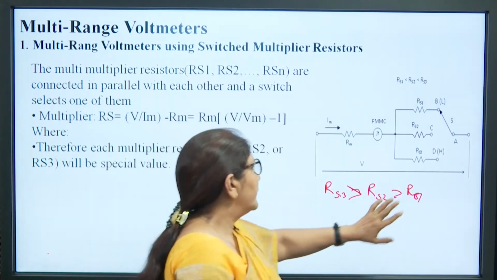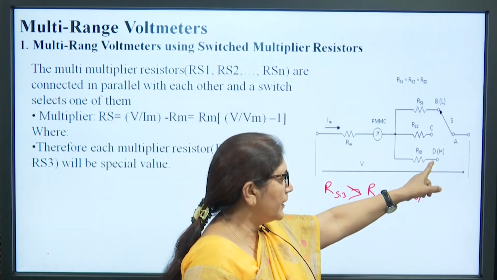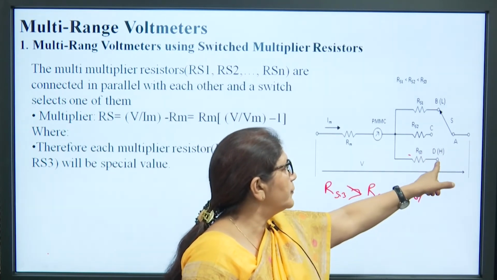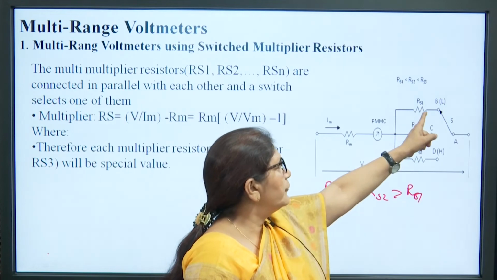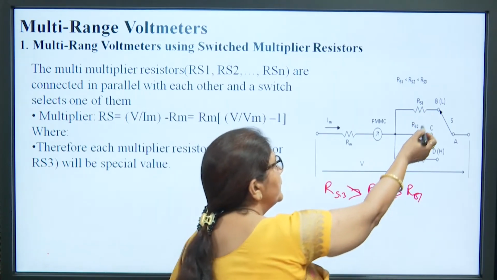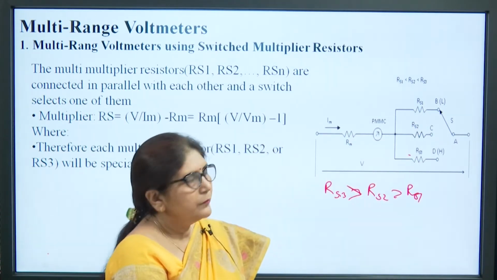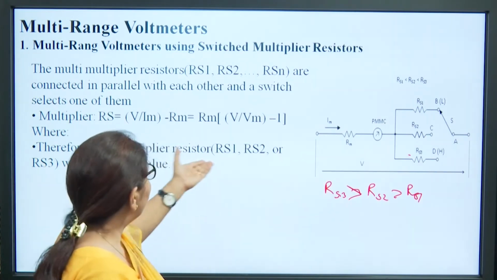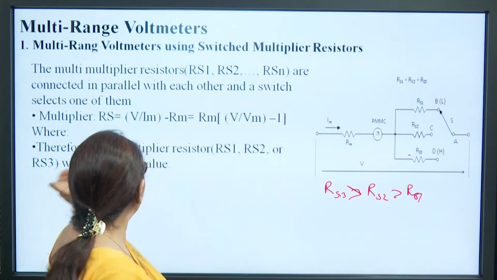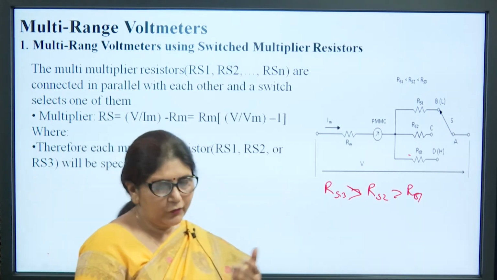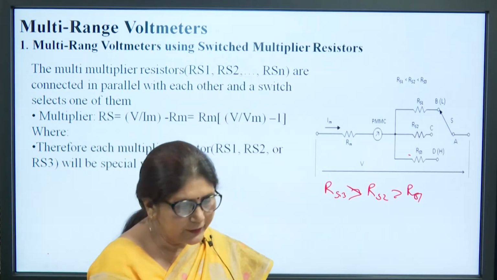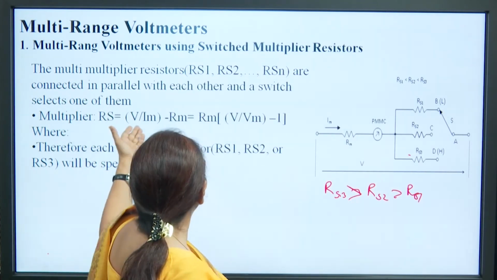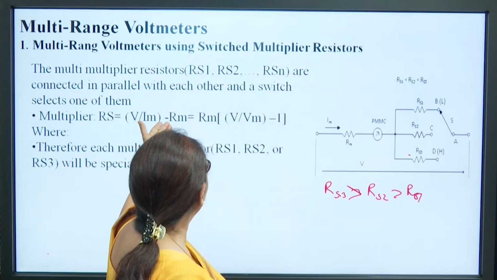If we want to measure a higher value of voltage, then we place the switch at this position. If we want to measure the lowest value of voltage, then we put the switch at that position. Therefore the multiplier resistances are Rs1, Rs2 and Rs3, and they all have specific values that we can calculate using this equation: Rs is equal to V by Im minus Rm.